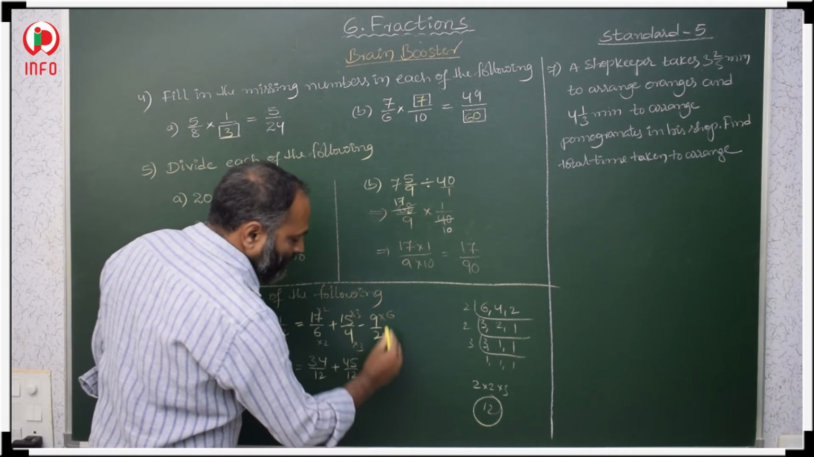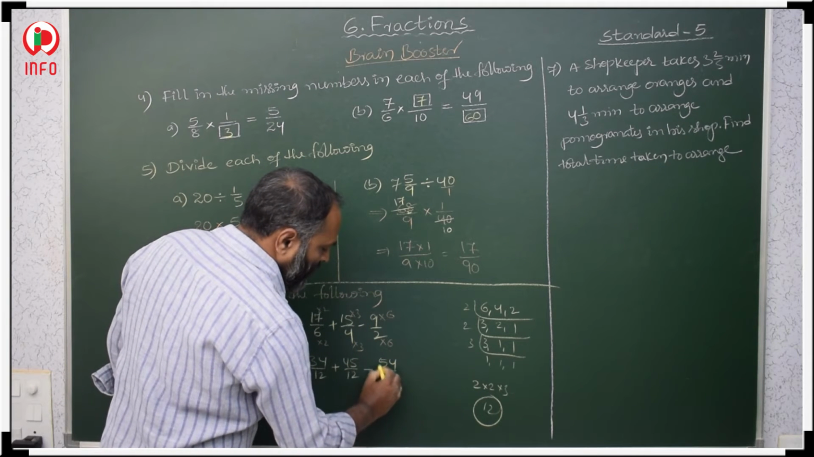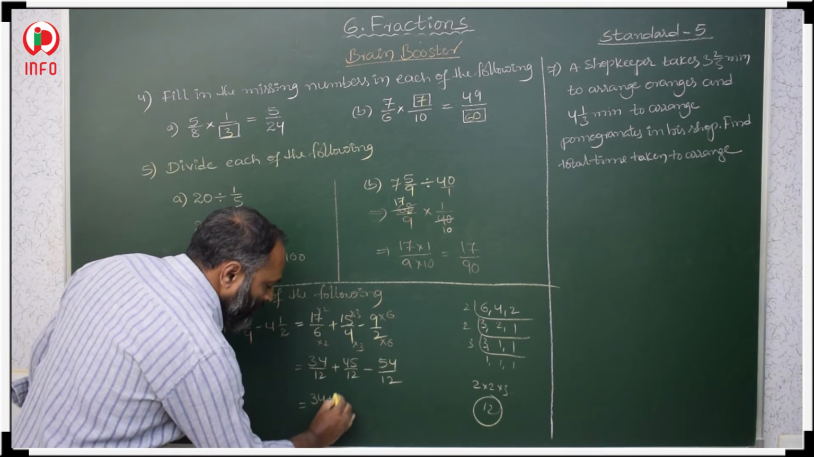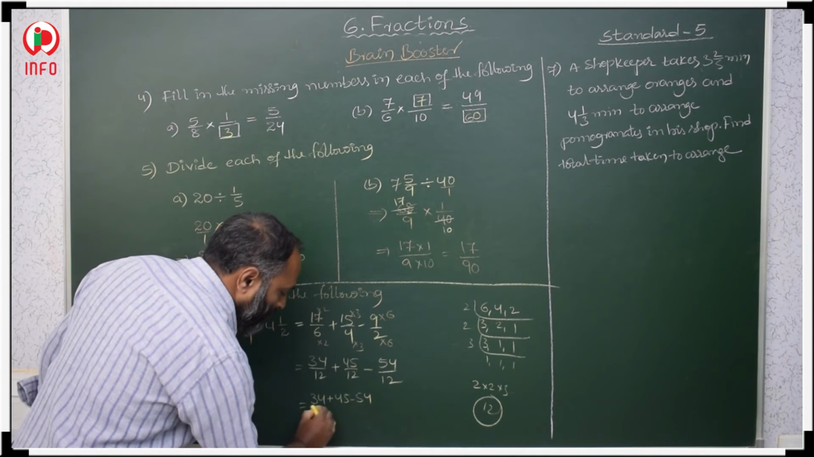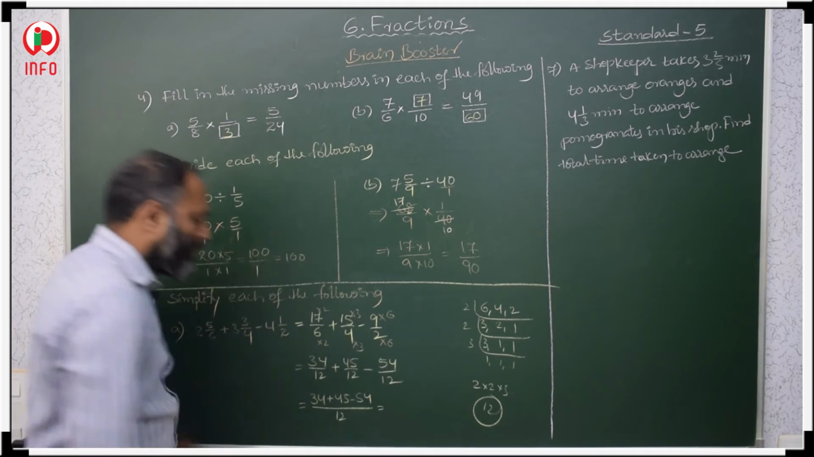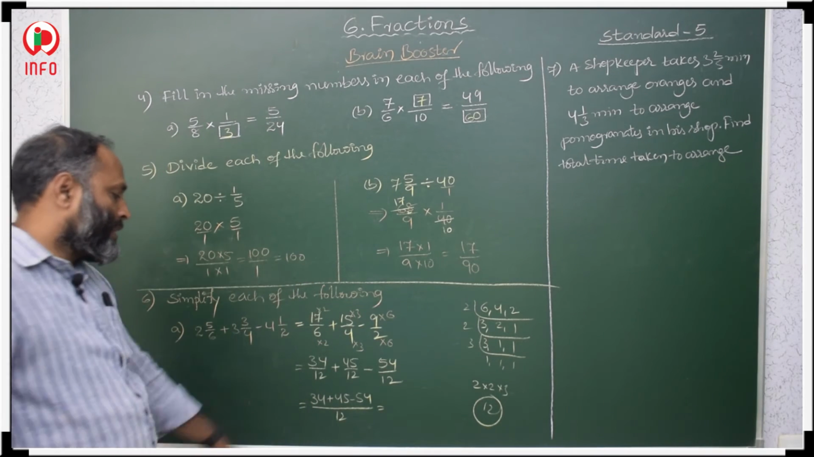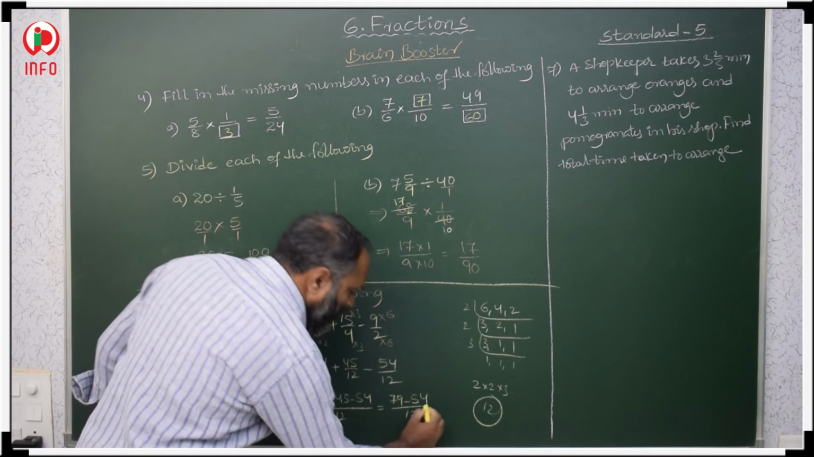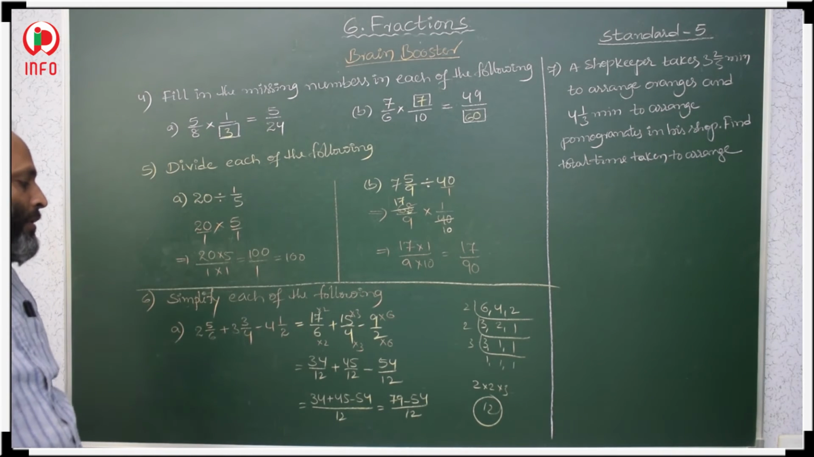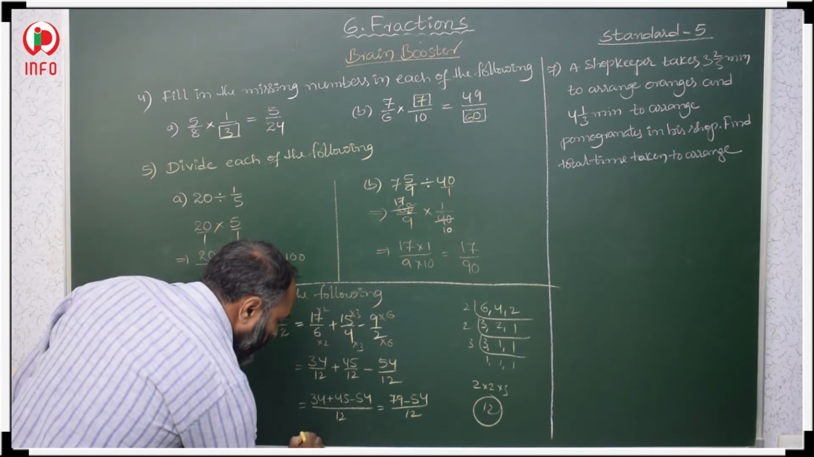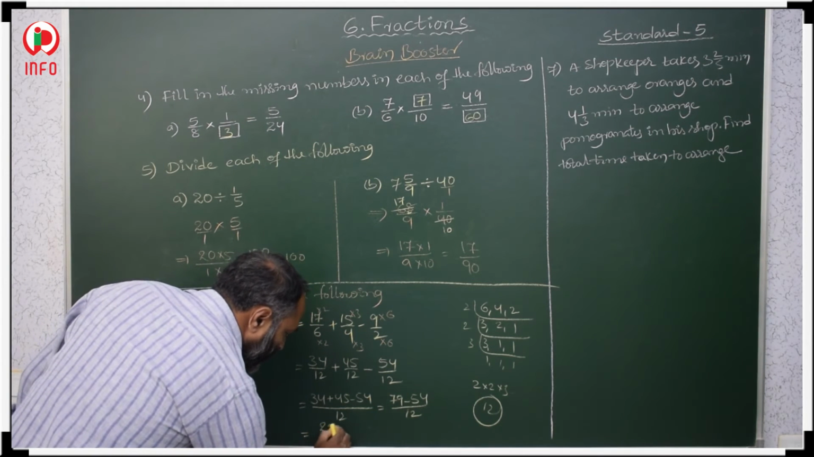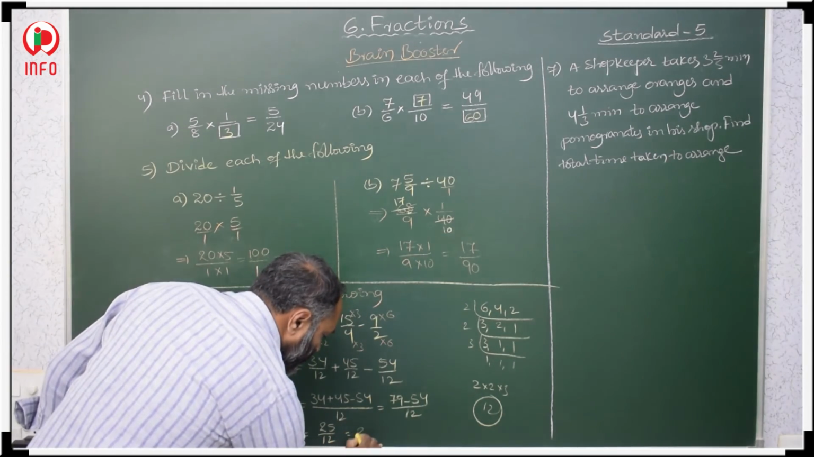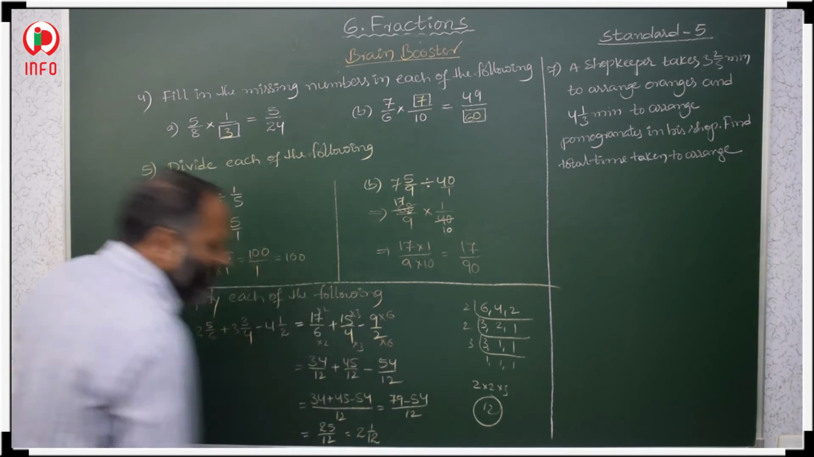9 6s are 54 by 2 6s are 12. Then the numerators: 34 plus 45 minus 54 by the common denominator. 34 plus 45 is 79. 79 minus 54 by 12. 79 minus 54 is how much? 25. 25 by 12, that is 2 1 by 12. 2 1 by 12 is the answer.